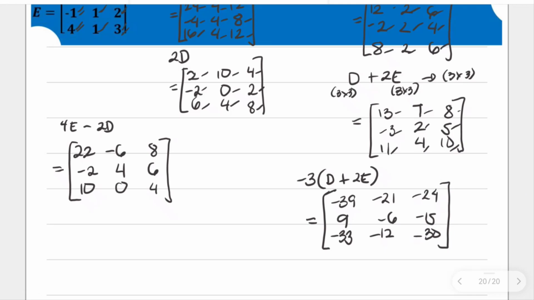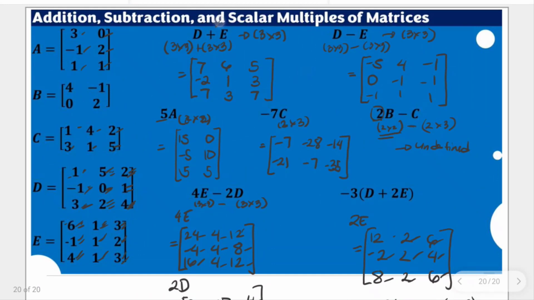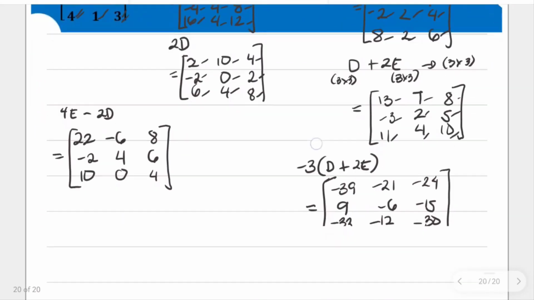The given are what is asked using the given matrices here. So we have addition, subtraction, scalar multiples, and a combination of all.